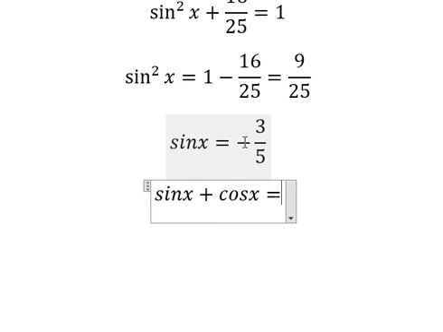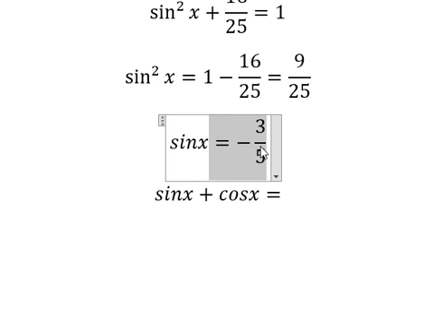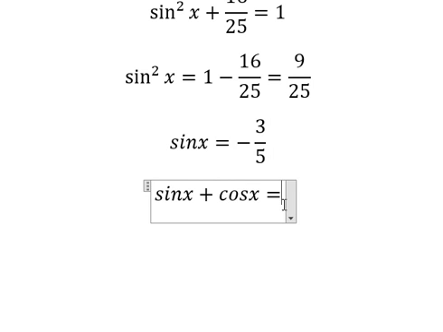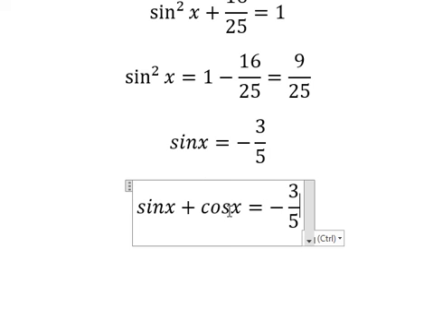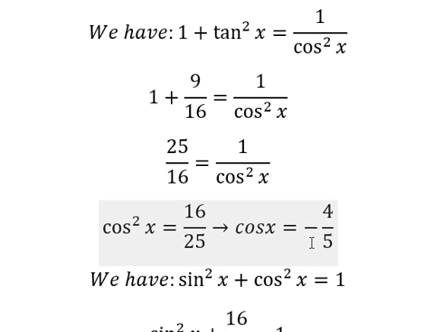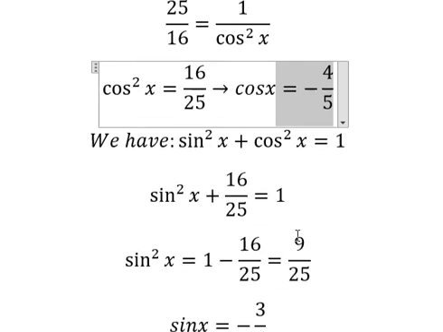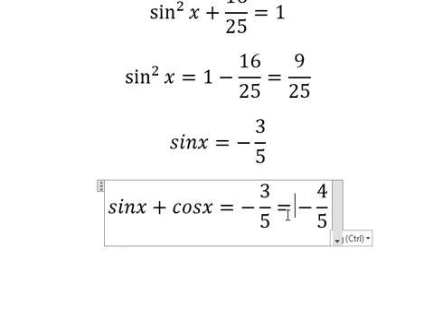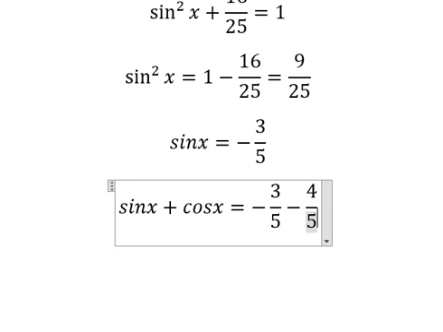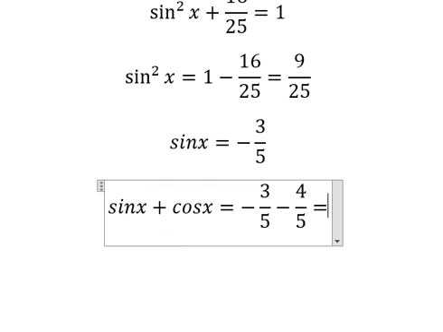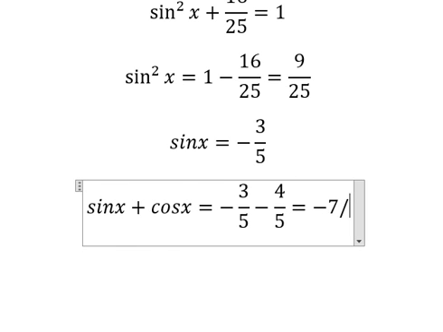So sin x is this one, and cosine x is this one. We calculate the number, and we have negative 7 over 5.